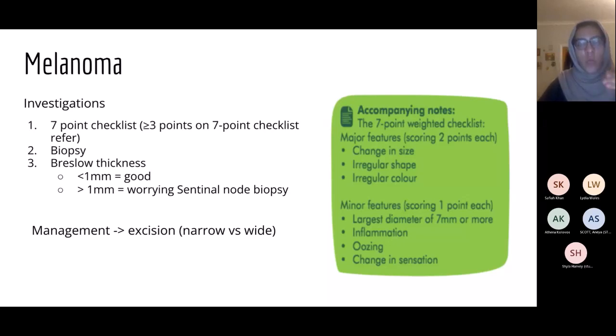Now, the management of the melanoma is that you're going to want to excise it. And narrow versus wide is referring to the excision margins. What that essentially means is how much of that lesion you are going to excise around. If you have a lesion that has a high Breslow's thickness, you would tend to go towards a wide excision margin. So you would want to excise more out of that lesion than something which is less invaded.